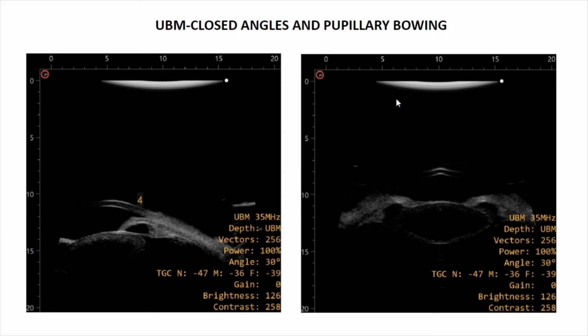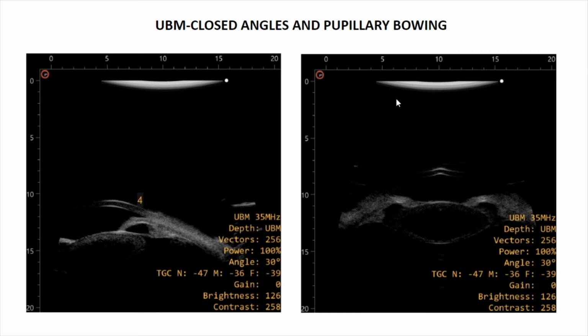Then this is a UBM image showing us closed angles. As we can see, there is pupillary bowing here, and the angle is not visible. Here we can see the iris is bowed and anterior lens surface is visible. One of the second years, what is the mechanism here of angle closure? So if it's a primary condition, what do you call that?